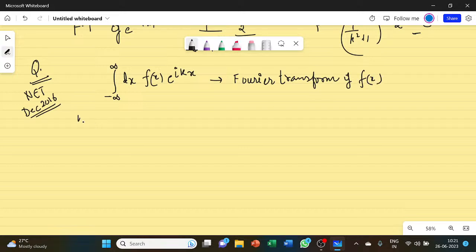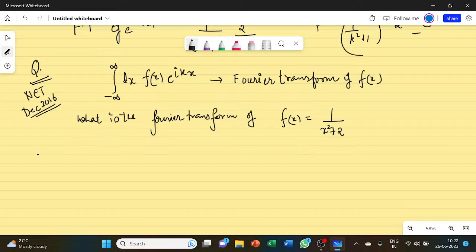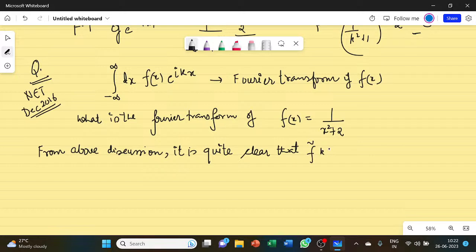They defined the Fourier transform of f of x in this manner, and they were asking what is the Fourier transform of f of x given as 1 upon x square plus 2. From the above discussion, it is quite clear that the Fourier transform of this particular function would be proportional to e to the power minus modulus of x.